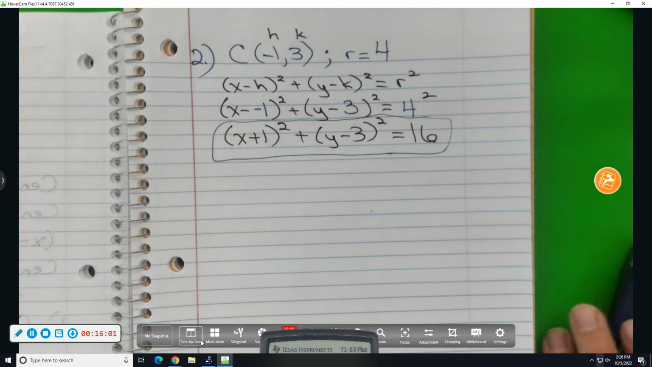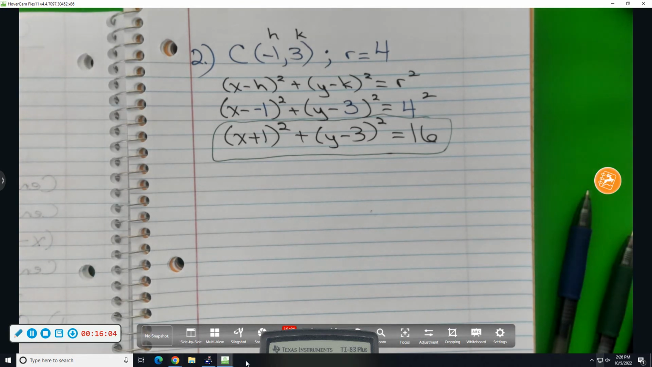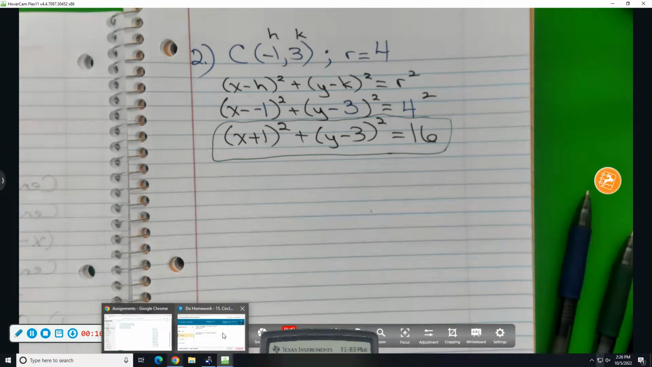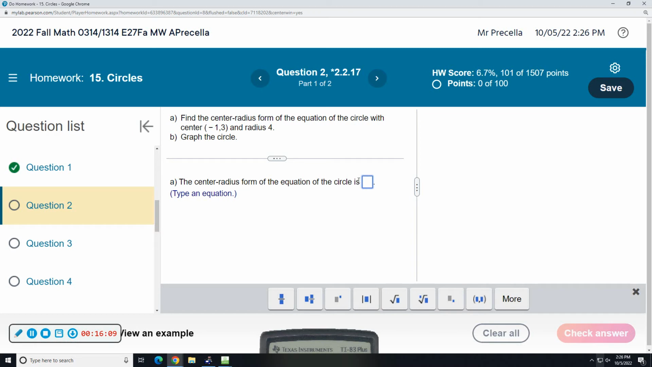Well, let's type that answer in. So, now I see these parentheses down here on the toolbar, but I don't use them. That's really intended just for an ordered pair, and we don't have an ordered pair. We have a x + 1 inside the parentheses. We have a y - 3. So when I have to type parentheses, I just use the parentheses from the keyboard. There, x + 1, right parenthesis. Then I use my exponent hot button, square.